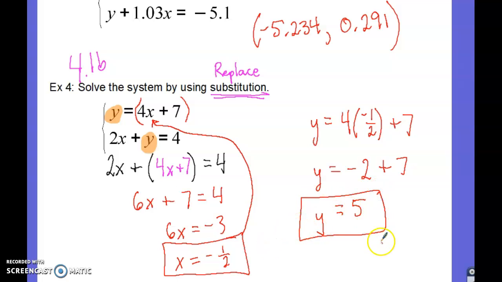You can leave your answer like this. You'll probably see me write it as an ordered pair, because I think that's a good habit to be in, to identify that it's a point of intersection. So right here's your answer. All right, feel free to pause before I move on to the next page.